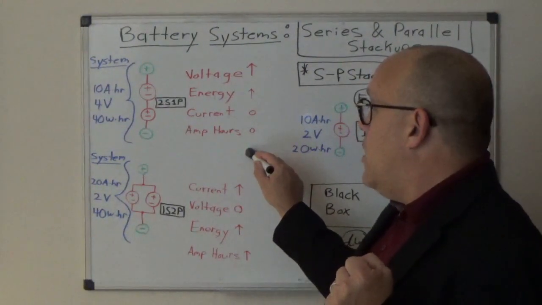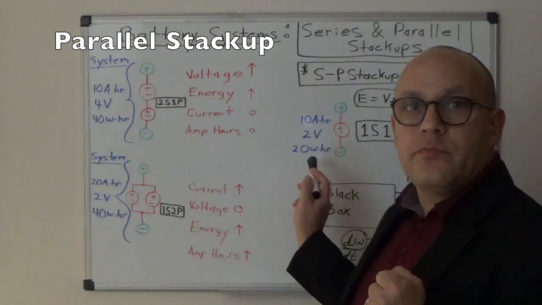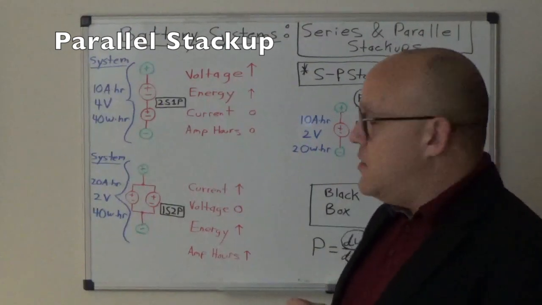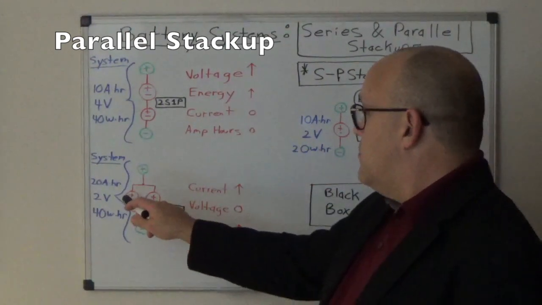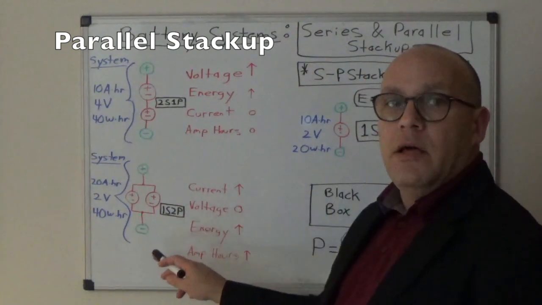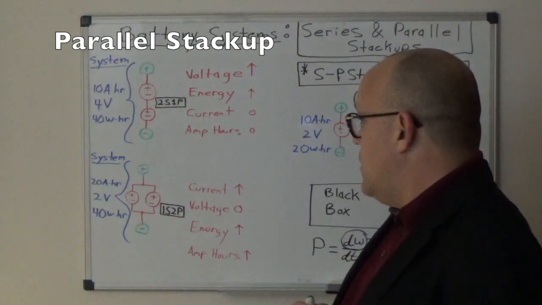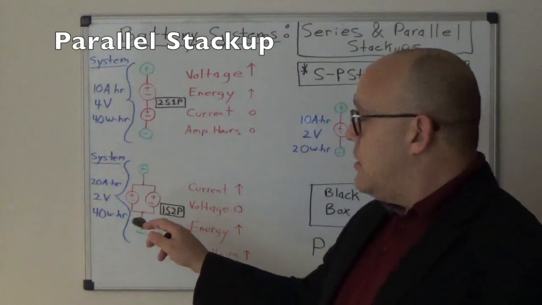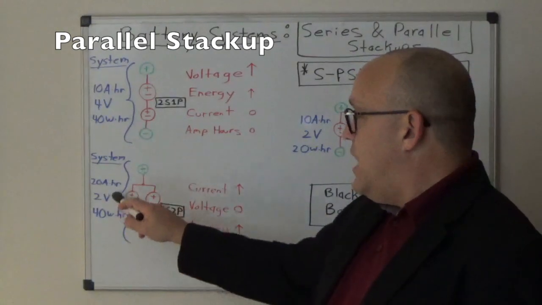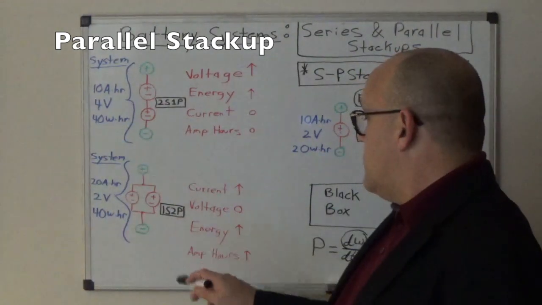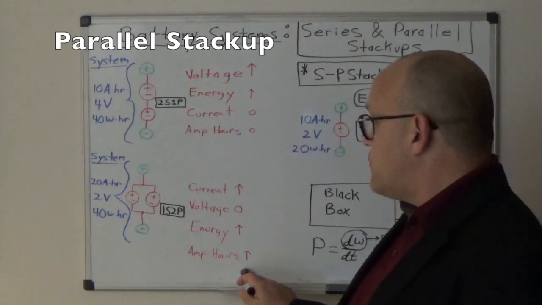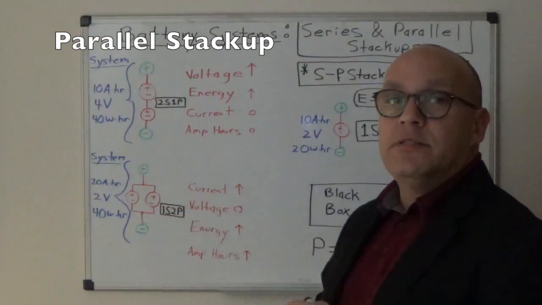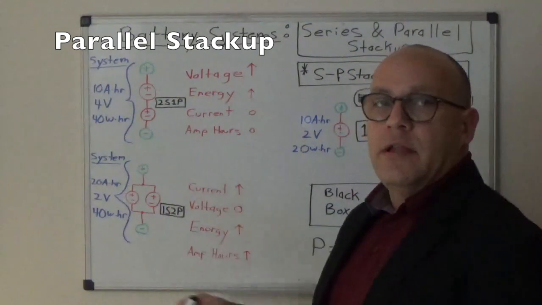All right. Now, let's take this cell and do a simple parallel stack up and see what the numbers do here. See how the system gets configured. So we're going to take two cells and put them in parallel, okay? Now that you have better current capabilities in a parallel stack up, the amp hours increase. So your amp hours go up. Your voltage remains the same in a parallel stack up because this rail and this rail are at the same voltage.